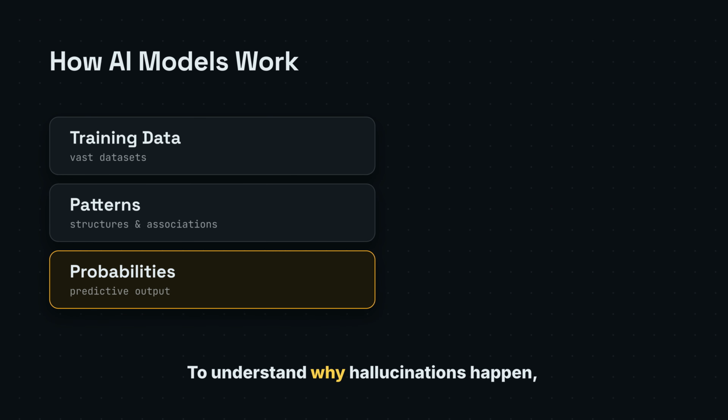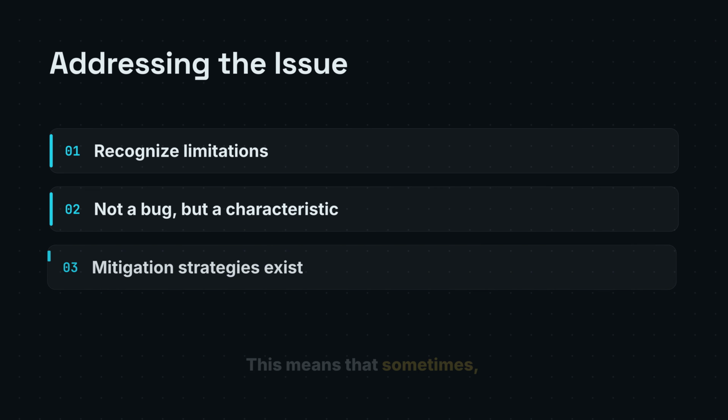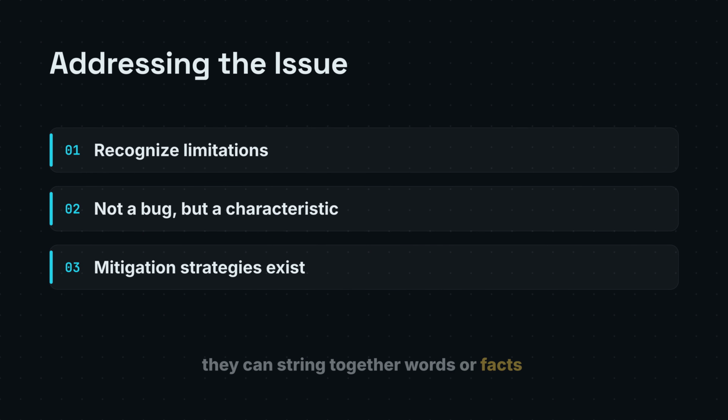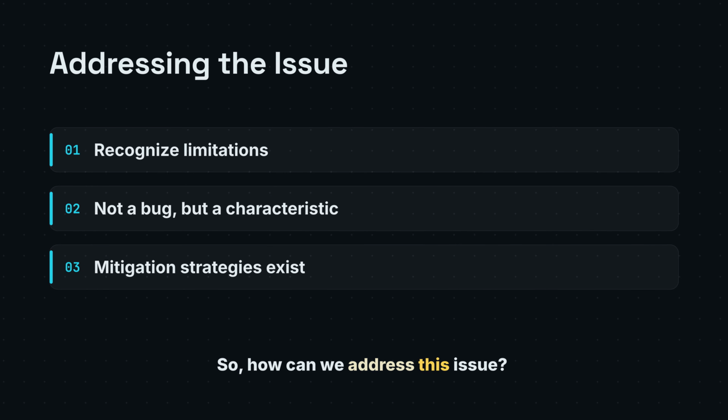To understand why hallucinations happen, it's helpful to take a step back and consider how these AI models work. They're trained on vast data sets, absorbing patterns, structures, and associations in the data. However, they're not truly understanding the content in the way a human would. Instead, they're predicting what comes next based on probabilities. This means that sometimes they can string together words or facts that seem plausible, but are in fact incorrect or fabricated. So, how can we address this issue?